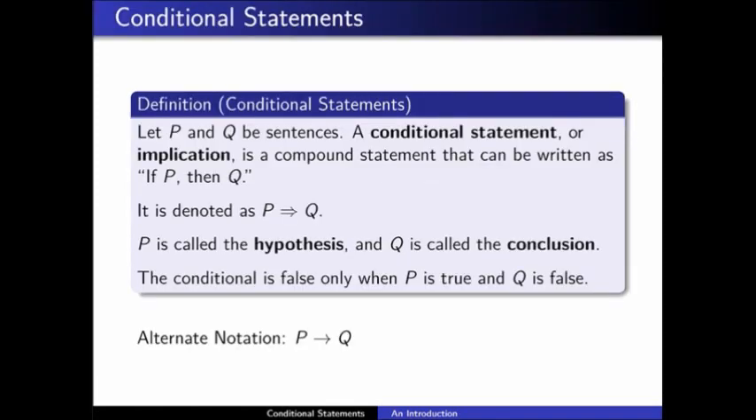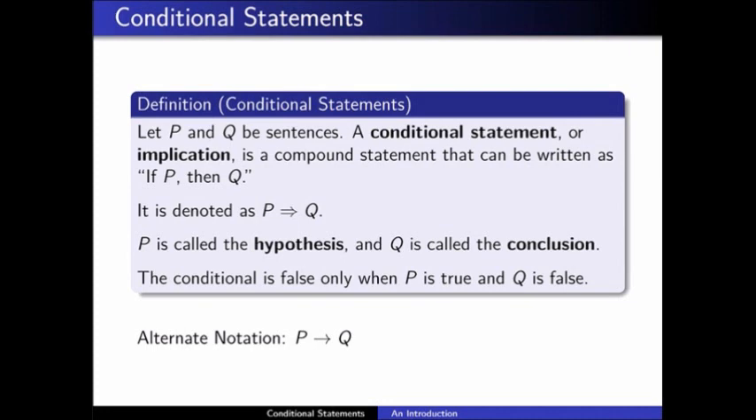The definition of a conditional statement is as follows. If P and Q are sentences, a conditional statement or implication is a compound statement that can be written as if P, then Q. We also might say P implies Q. P is called the hypothesis and Q is called the conclusion. The conditional is false only when P is true and Q is false.